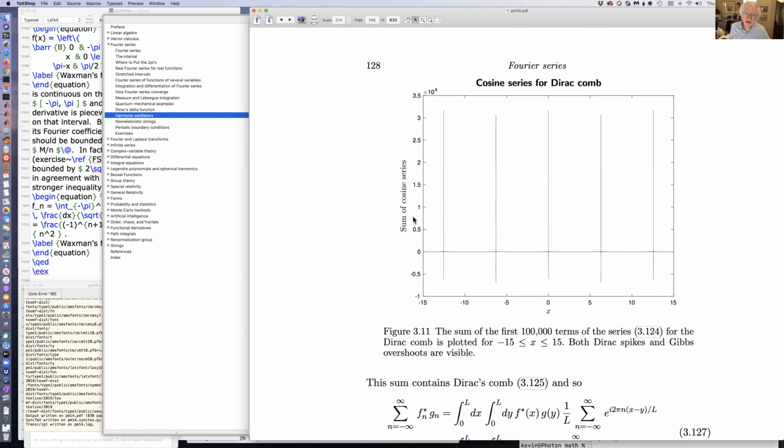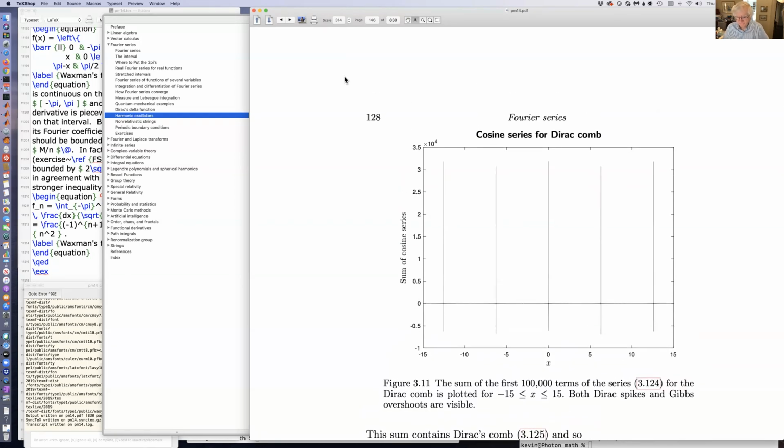Notice, however, that the y-axis is scaled. In other words, this point here is about 3.2, say, times 10 to the 4th. So it's not of the order of 3, it's of the order of 30,000. And that's what these spikes are like. And if we had infinite resolution, we'd see some jaggedness here. And this jaggedness is the Gibbs overshoot, in the limit of infinitely many terms.